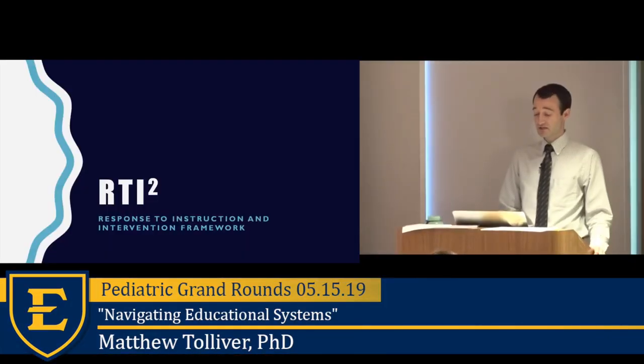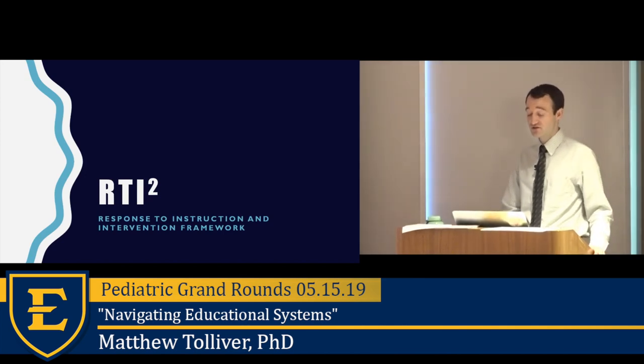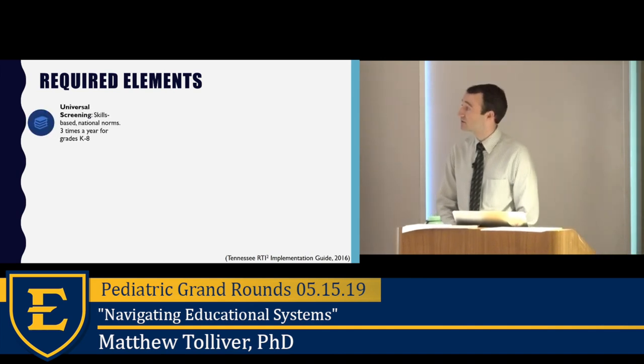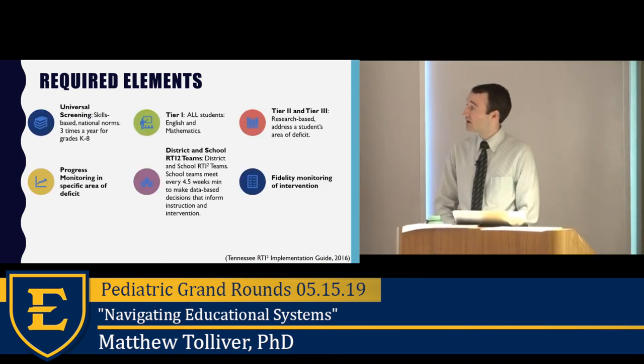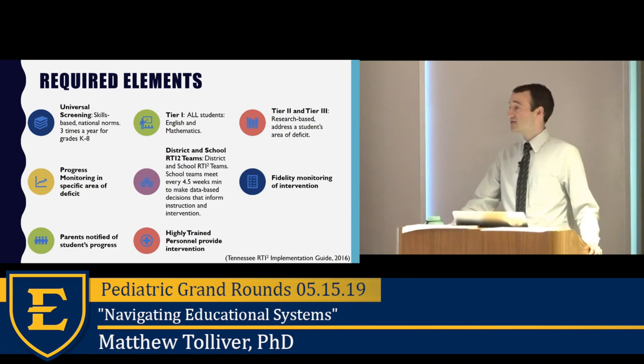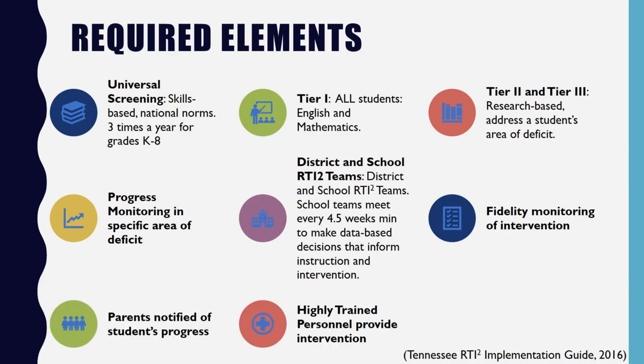In Tennessee, it's called RTI squared, the Response to Intervention and Instruction Framework. And it has a couple of required elements. One of those is universal screening. So for kids in kindergarten through eighth grade, three times a year, you're going to get these benchmark assessments in math and reading to see how you compare to other kids nationally. And if you score below a certain percentile, you're going to get pulled into this RTI system for extra help. So there's three tiers. Tier one is everybody, right? And if you get below a certain percentile, you'll get pulled into tier two or tier three.